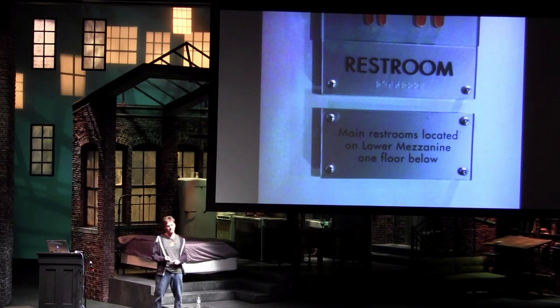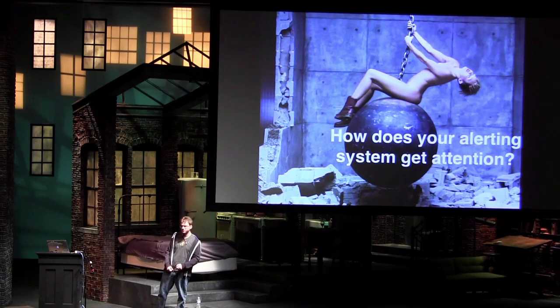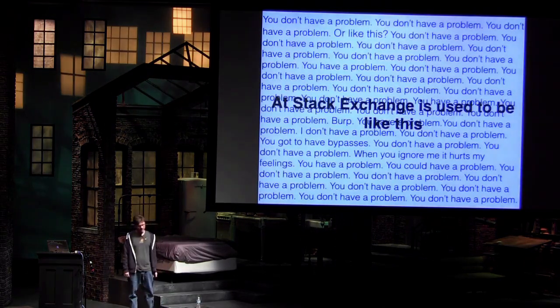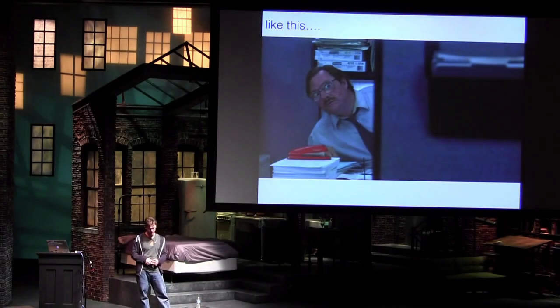It came too late, it was too small, and this actually parallels, I think, a lot of the problems we see in alerting. So one of the things you have to ask yourself is, how does your alerting system get attention, right? There's all sorts of different ways our systems try to get our attention. At Stack Exchange, it was kind of like this, just a very high noise, low signal ratio. And another thing you can have is just kind of unclear notifications where things are muddled and you don't know what's going on and they're just telling you things and there's a whole bunch of stuff in there.